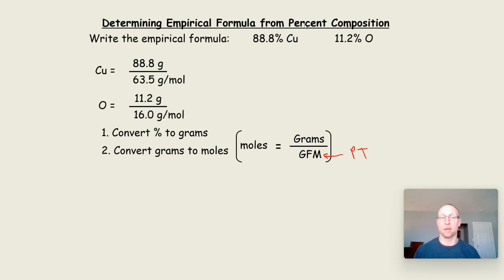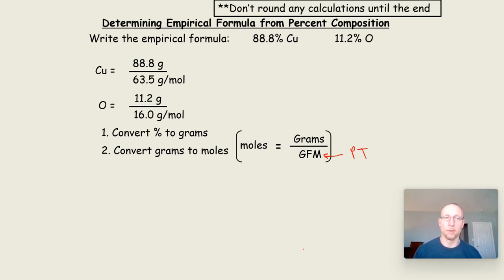Oxygen is 16 grams per mole. So we divide grams by grams per mole, and that's going to give us our molar amounts. But one thing we want to make a note of, and write this starred bit down up top: copy that down. Don't round any calculations until the end.